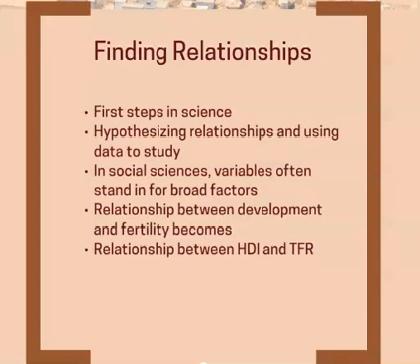In the social sciences, because humanity is so complicated, social scientists often use variables that stand in for broad factors of development. For example, if a social scientist wanted to understand the relationship between development on the one hand and fertility on the other, she or he might study the relationship between the Human Development Index and the total fertility rate, which stand for those particular aspects that they'd like to study.